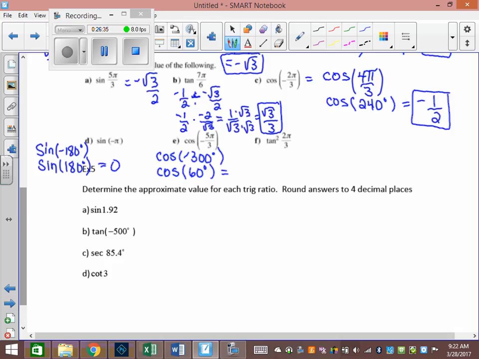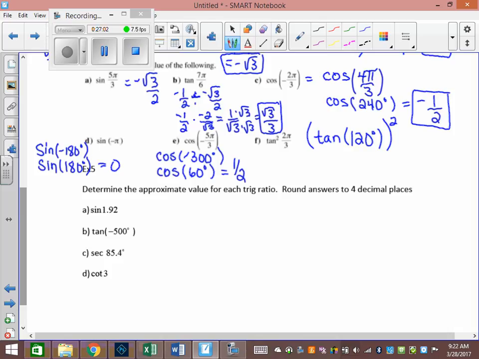Cos of 60 is the x at 60, which is a half. And then this one we're going to do tan. What's 2 pi over 3? 2 pi over 3 is 150? No, 120? All right, it's a 60-degree reference angle. Tan of 120 squared. So we need to find the tan 120 first.